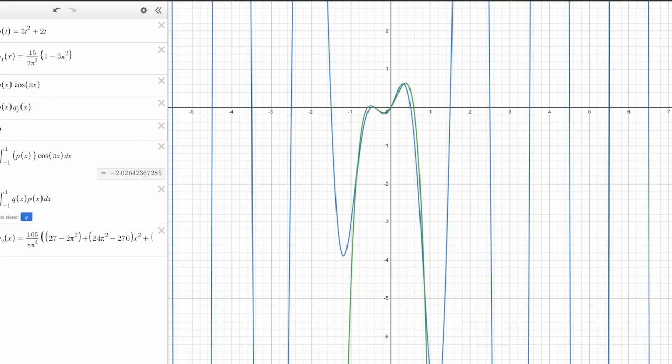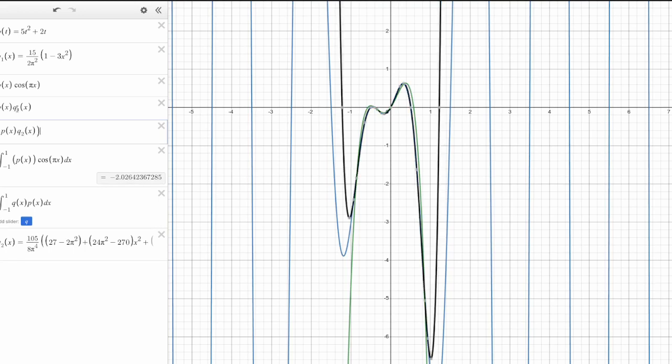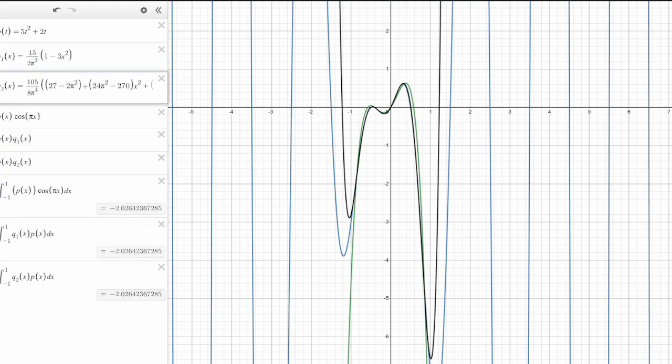And I'll even graph p of x, q2 of x now. Oops, too many parentheses. There we go. And I'll call this q1 now. Bada boom. q2. Okay, cool. And I'll put that q2 up here.